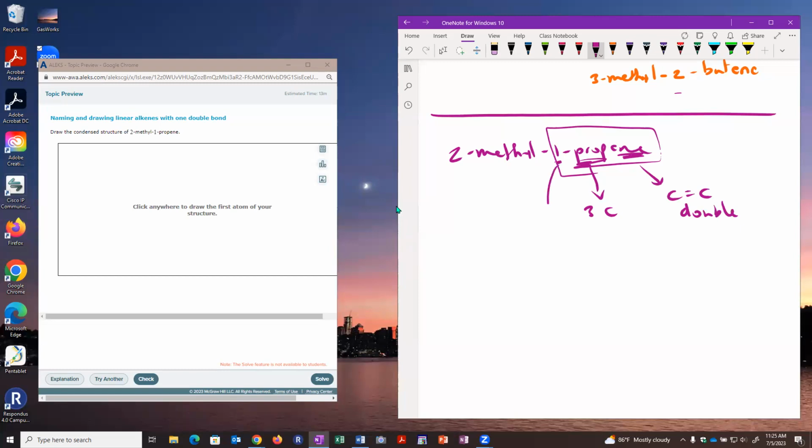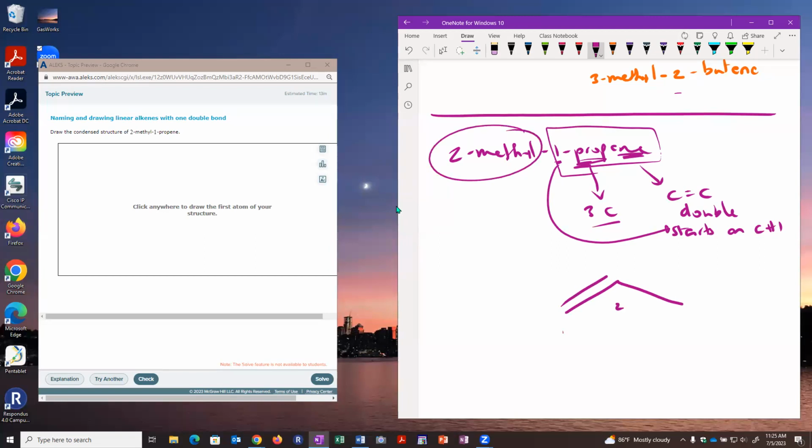And 1 here tells us that the double bond starts on carbon number 1. So if I draw just my line angle structure, I have 3 carbons, 1, 2, 3. Double bond starts on carbon 1 like this. And then I have 2-methyl. So I have a methyl group on carbon 2, like that. Right? This is going to be my line angle.